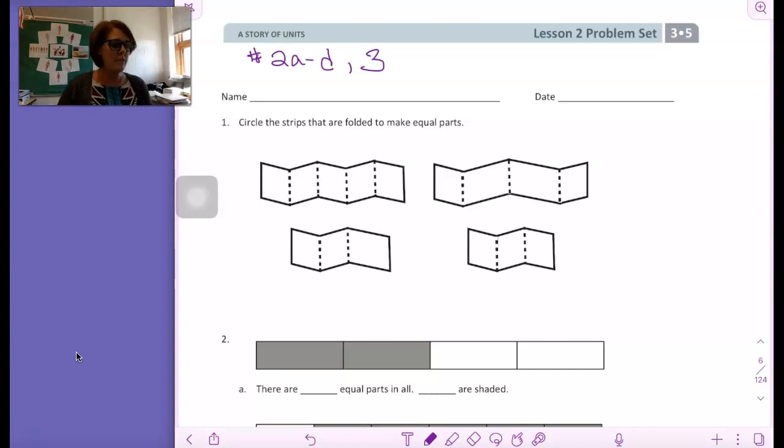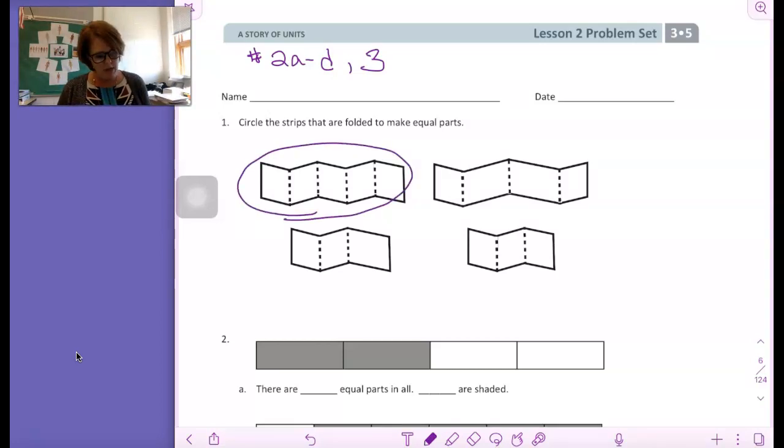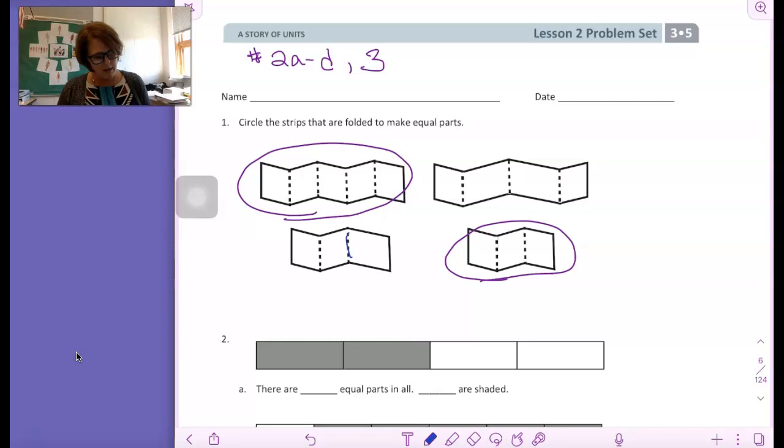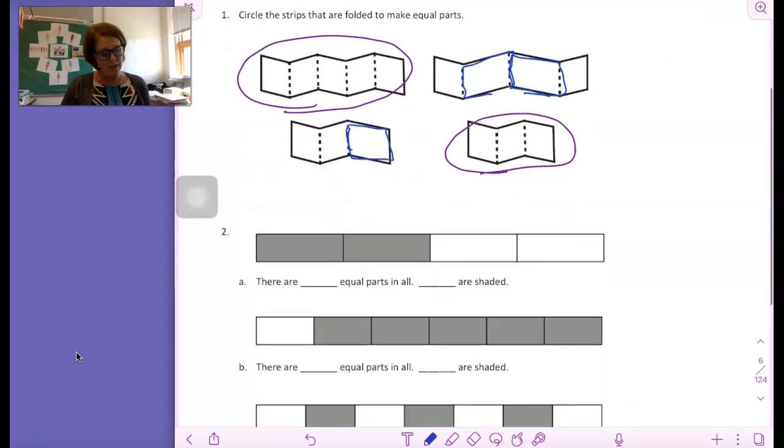And you should have circled the ones that are in equal parts. You should have circled this one and this one. Because if you look at these, this one is larger than the other two. And in this one, the two in the center are larger than the two on the ends. So those are not equal parts and cannot be identified as fractions.